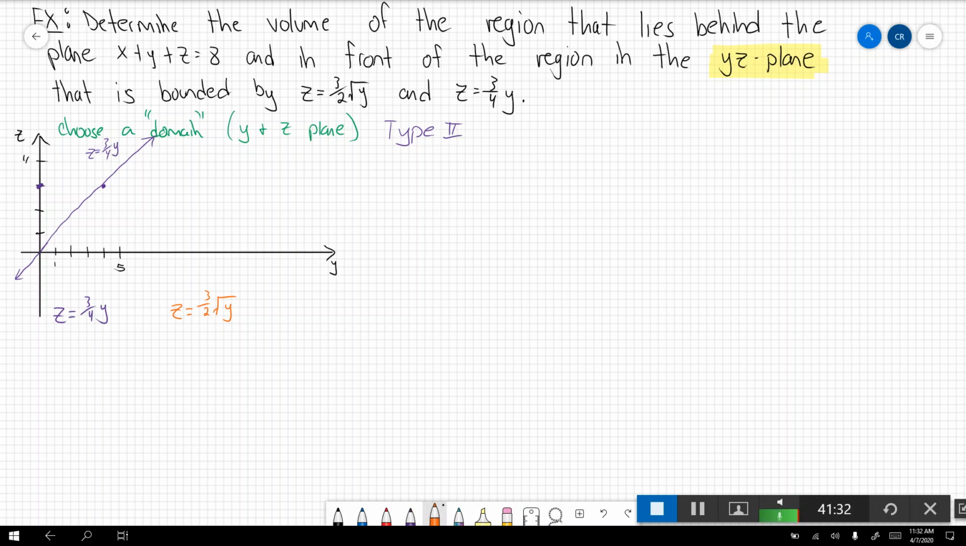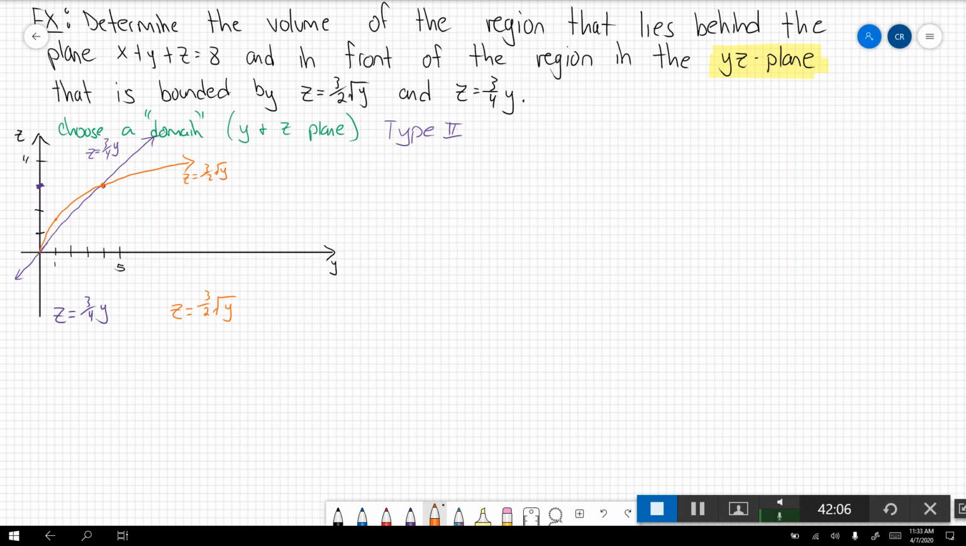And then we're going to draw the other one, 3/2 square root of y. So if y is 1, then we get 3/2, in other words, 1.5. If y is 4, then we get 3. Here we are. So that function looks like that. There we are.